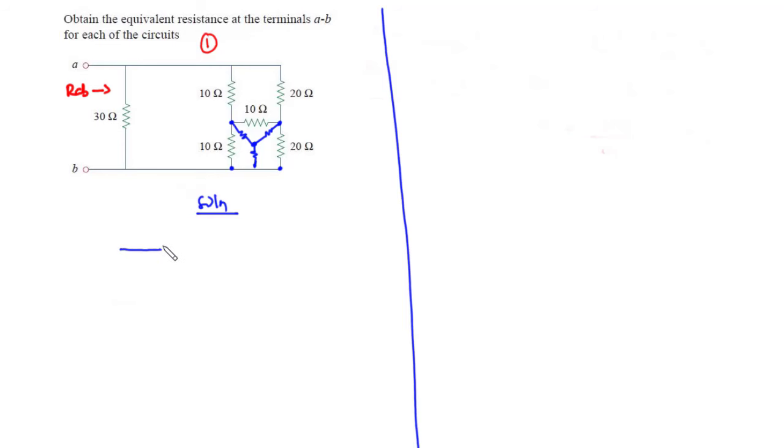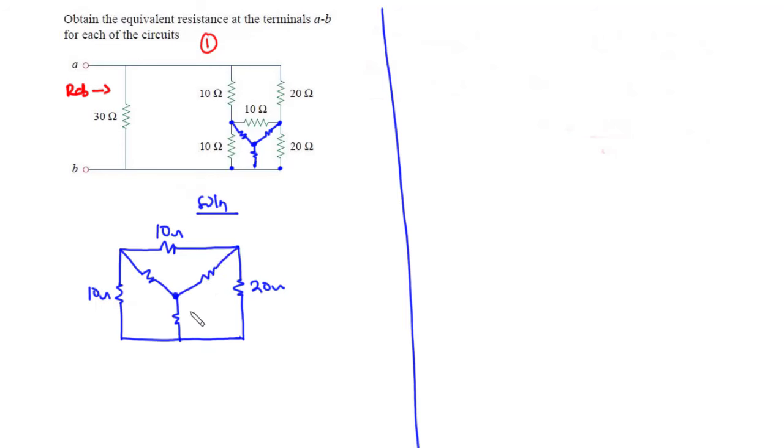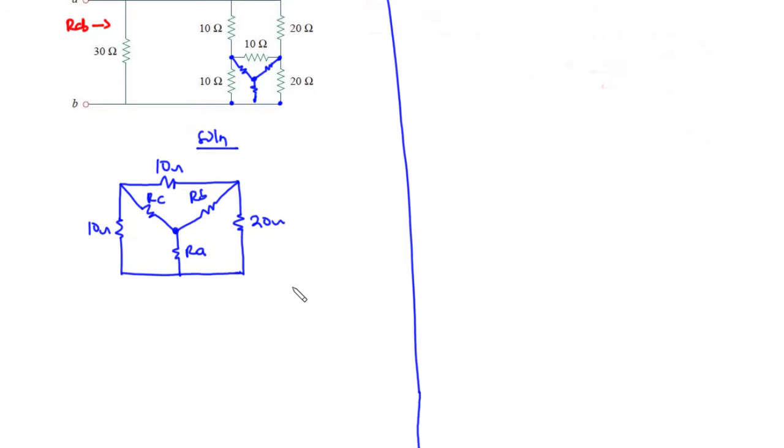So we are going to redraw this delta network containing all the three resistors involved. So we have the 10 ohms resistor, 20 ohms resistor, and then the other 10 ohms resistor, and then we have this to be the star network. Now let's call this RA, RB, and then RC. So basically we are going to find the values of RA, RB, and then RC.